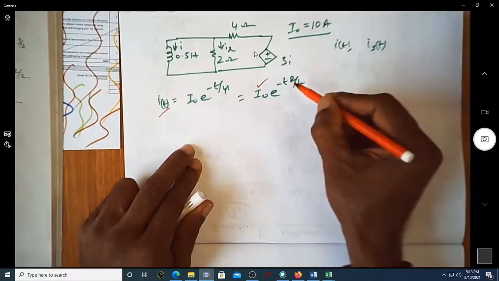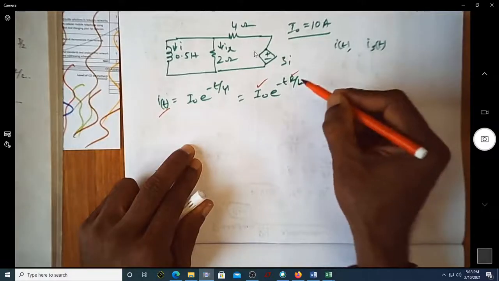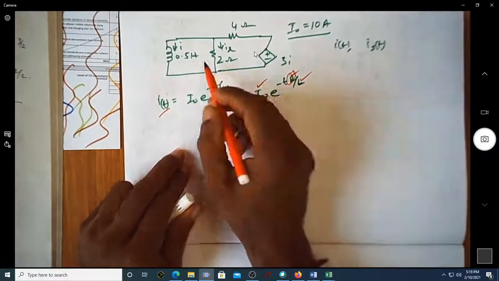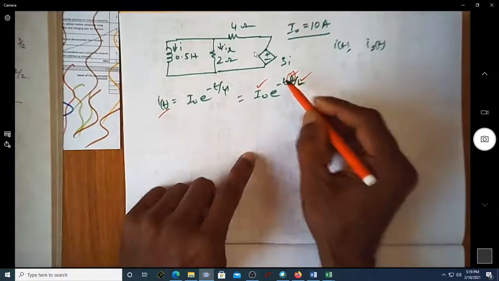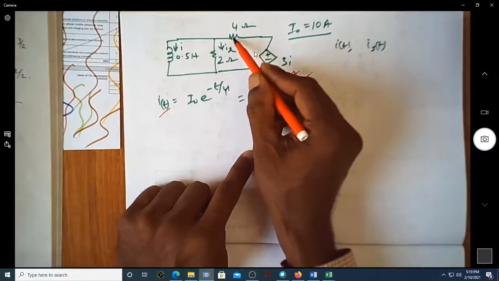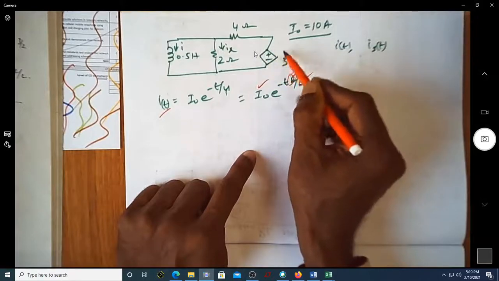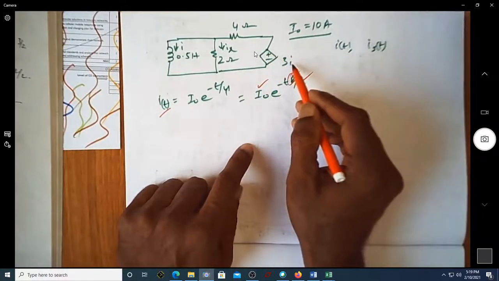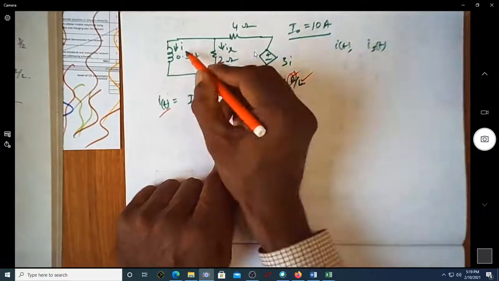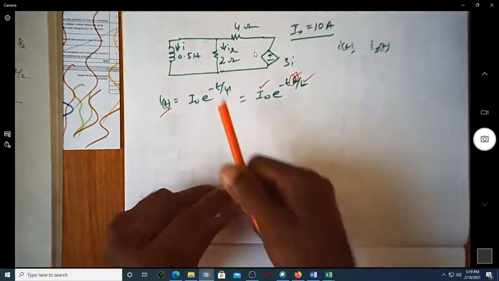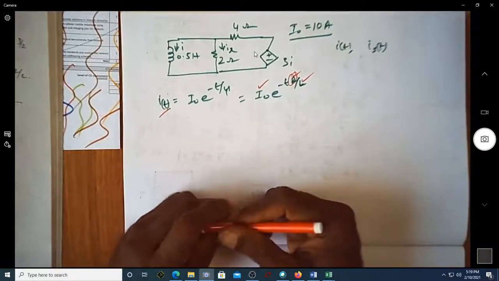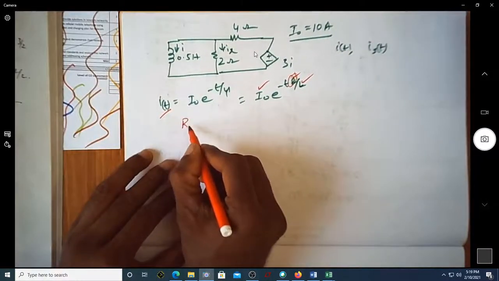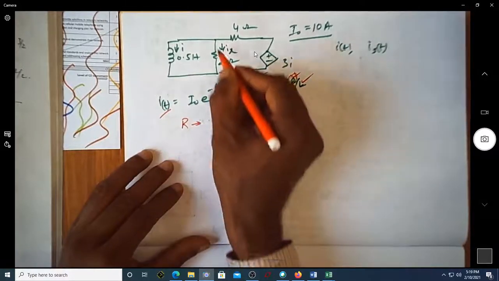I know the value of L, but I don't know the value of R. The reason I don't know R is because you have this resistance and a current dependent voltage source, a voltage source which depends on the current I flowing through this zero point five Henry inductor. So let us try to find out what R is from this circuit.